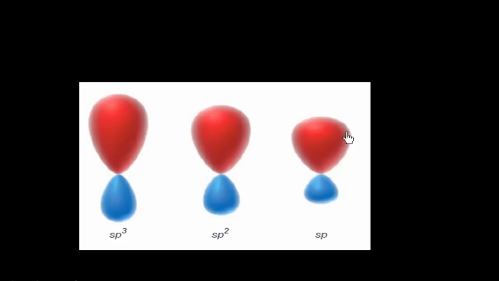To answer this question, let us say I have an sp orbital that is smaller in size, and an sp3 orbital that is bigger in size. If I have a center, the sp3 orbital is farther away from the center, so I can say sp is more close to the nucleus. And this can also be verified.